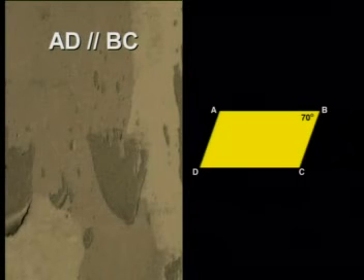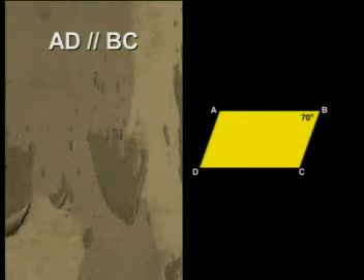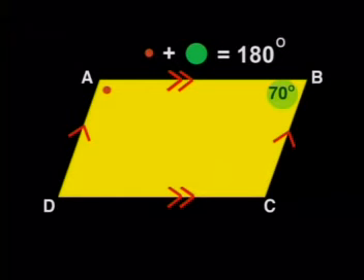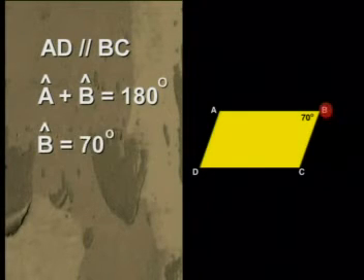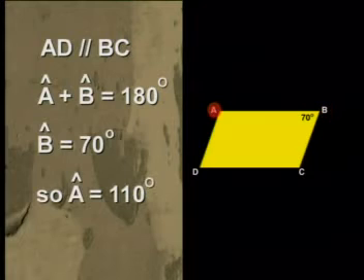So we can say that AD is parallel to BC. We know that the co-interior angles on parallel lines add up to 180 degrees. So angle A plus angle B is 180 degrees. We know B is 70 degrees, so A must be 110 degrees.